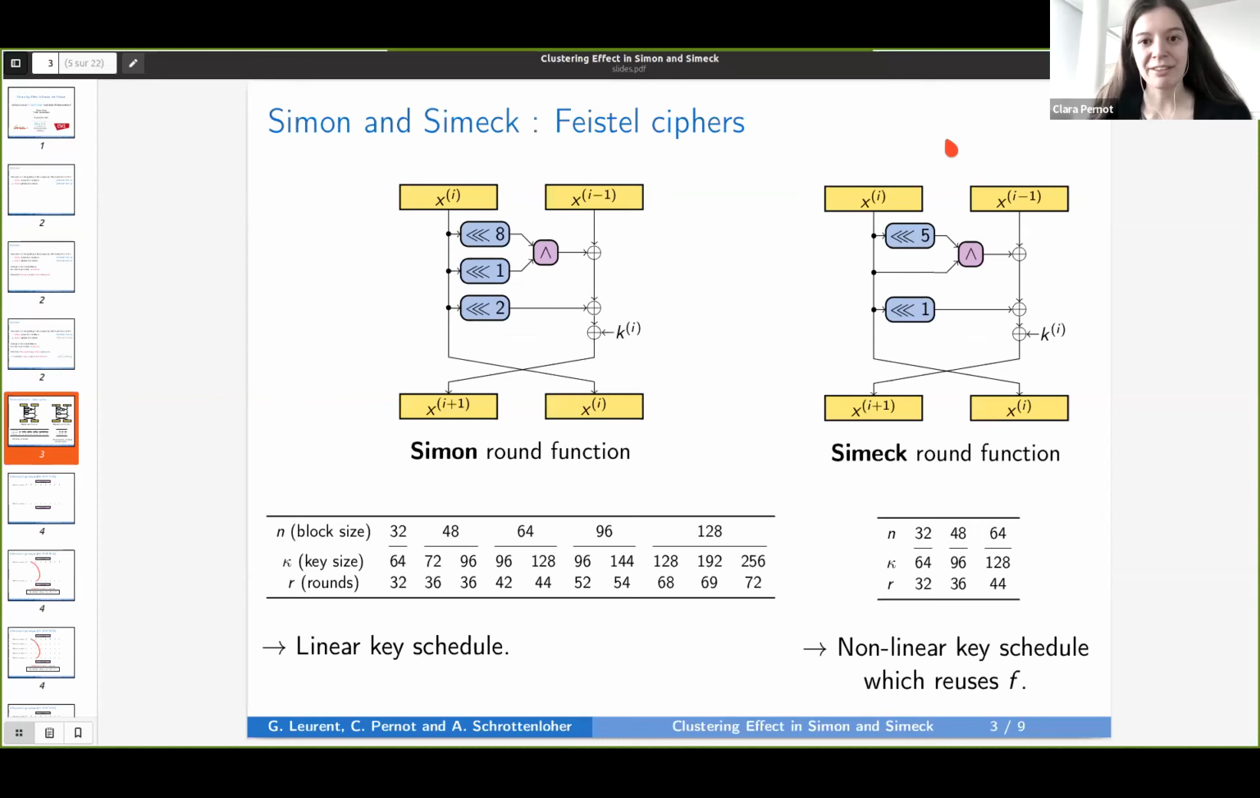Simon and Simeck are Feistel ciphers with a quadratic round function. For Simon, this round function is composed of a rotation of 8 bits to the left and a rotation of 1 bit to the left, both are ANDed bitwise, and the result is XORed to the right part. This is the nonlinear part. There is also a linear part, which is a rotation of 2 bits to the left. Finally, there is a key addition. For Simon, there are 10 sets of parameters with different block size, key size, and number of rounds, and a linear key schedule. Concerning Simeck, the round function is very similar, however the rotation amounts are different: 5, 0, and 1. There are 3 sets of parameters and a nonlinear key schedule, which reuses the round function f.